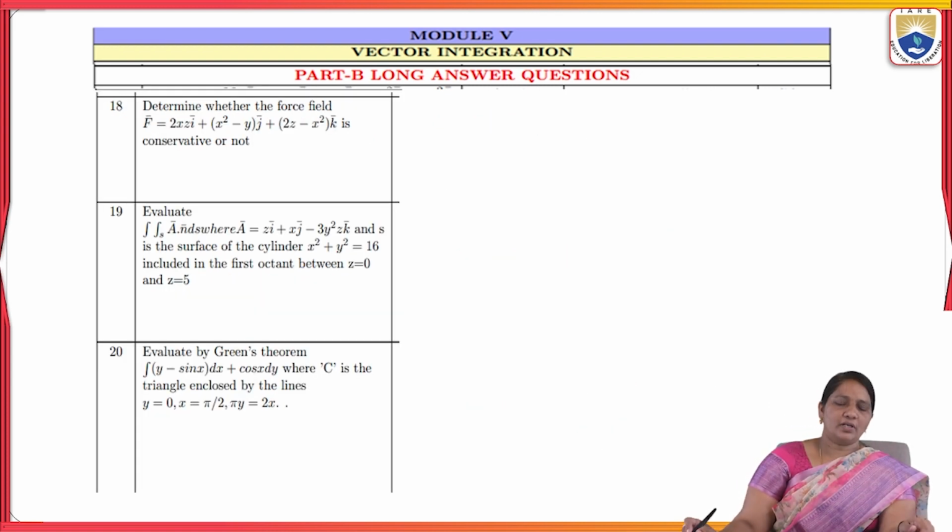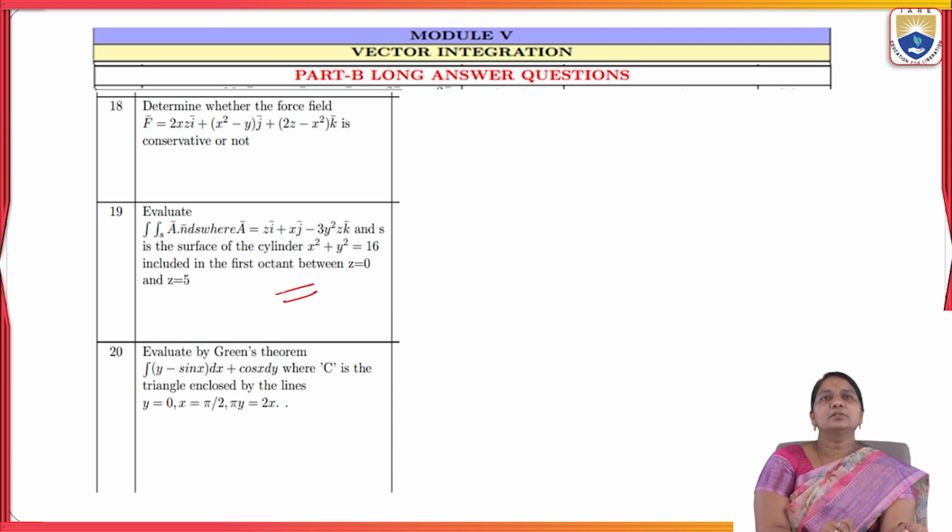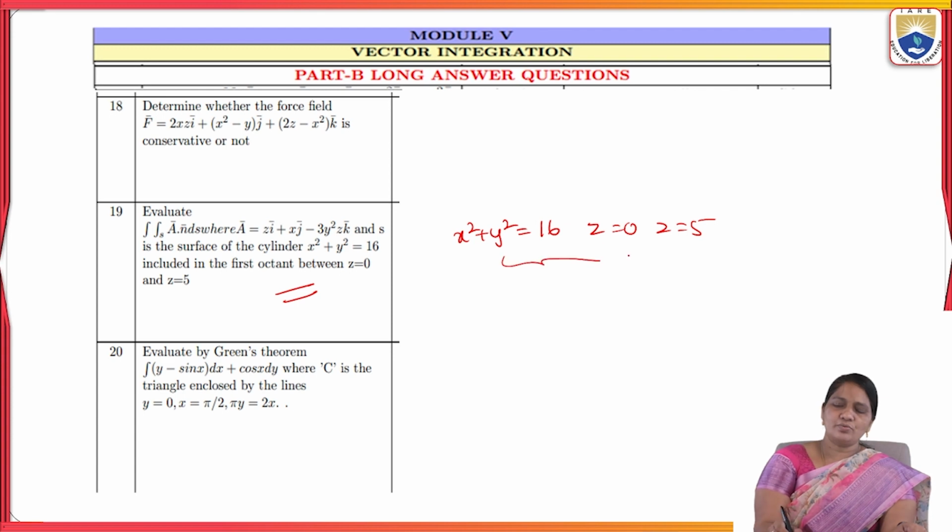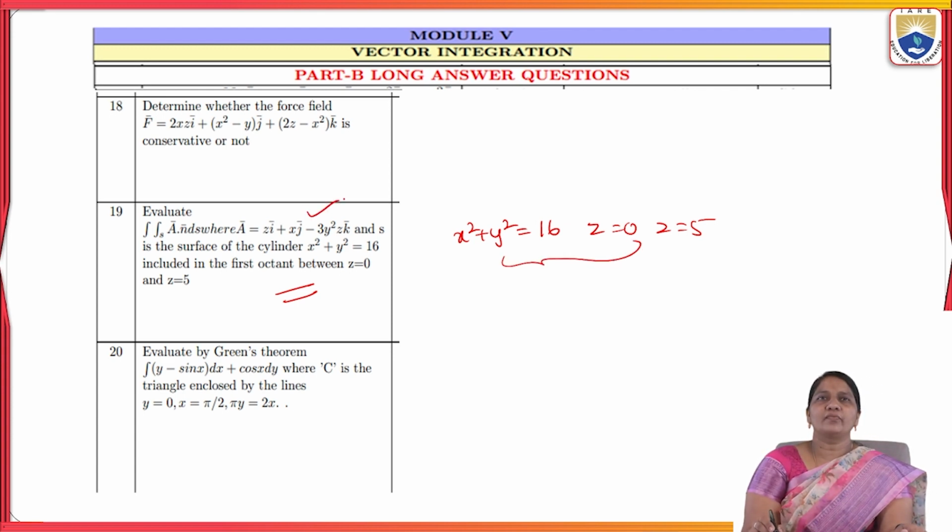In the same way we can observe the 19th one. So here we have to calculate the surface integral value by using the cylinder, that is x square plus y square equal to 16 and z equal to 0 and z equal to 5. By using these limits we can integrate the given function for the surface integral.